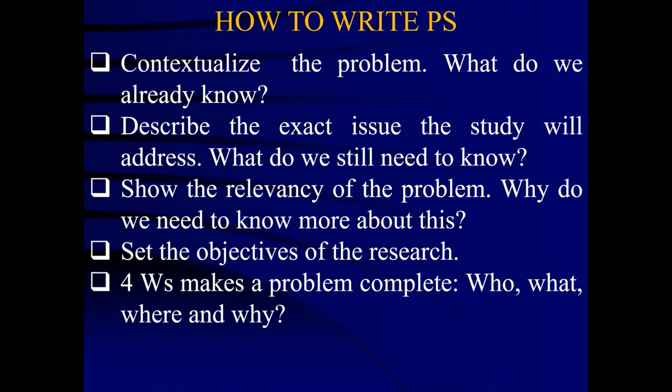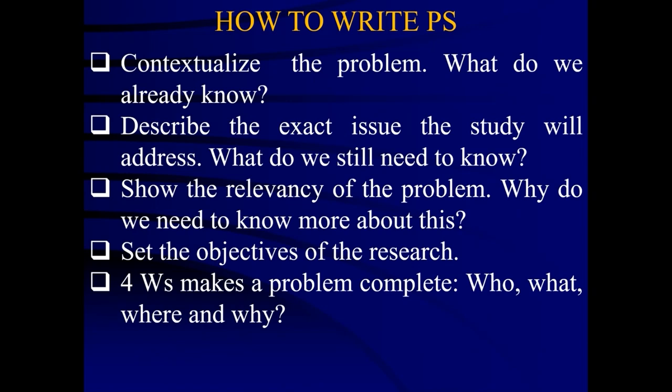And how you write it, firstly, you need to contextualize the problem. We need to know what we already know about this problem. And then from there, you describe the exact issue the study will address. What do we still need to know about this particular problem? Then from there, you need to show the relevancy of the problem. Why do we need to know more about this problem? Now you are also trying to position the importance of your study, and then you also set the objectives of the research.